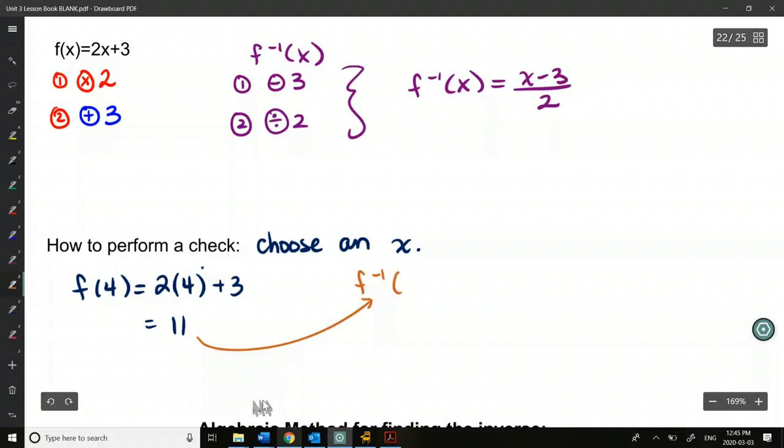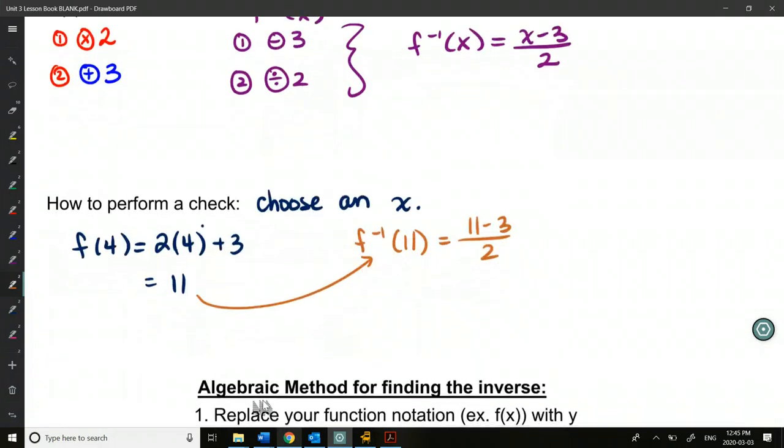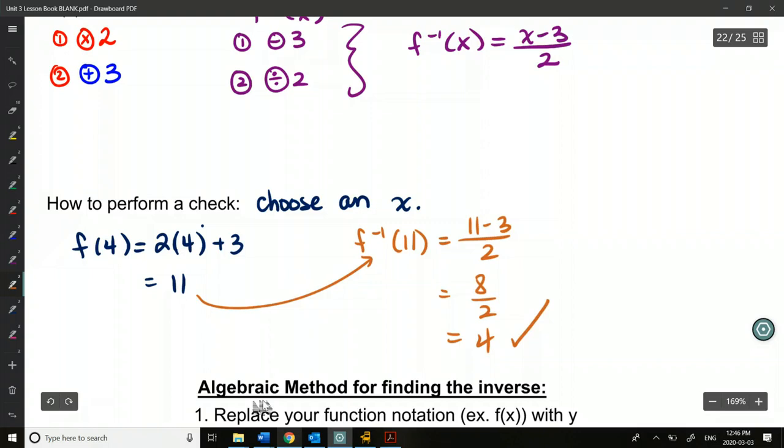So if I evaluate f inverse at 11, I'm going to plug it into this function here. It will be 11 minus 3 over 2. If it spits out 4, I've done it correctly. Okay? So they're basically opposites of one another, right? If I sub in 11, it should undo all the operations that I just did to it, and it should give me back out 4. So here we get 8 over 2, and then we get 4. Because I got back out 4, we did the inverse function correctly.